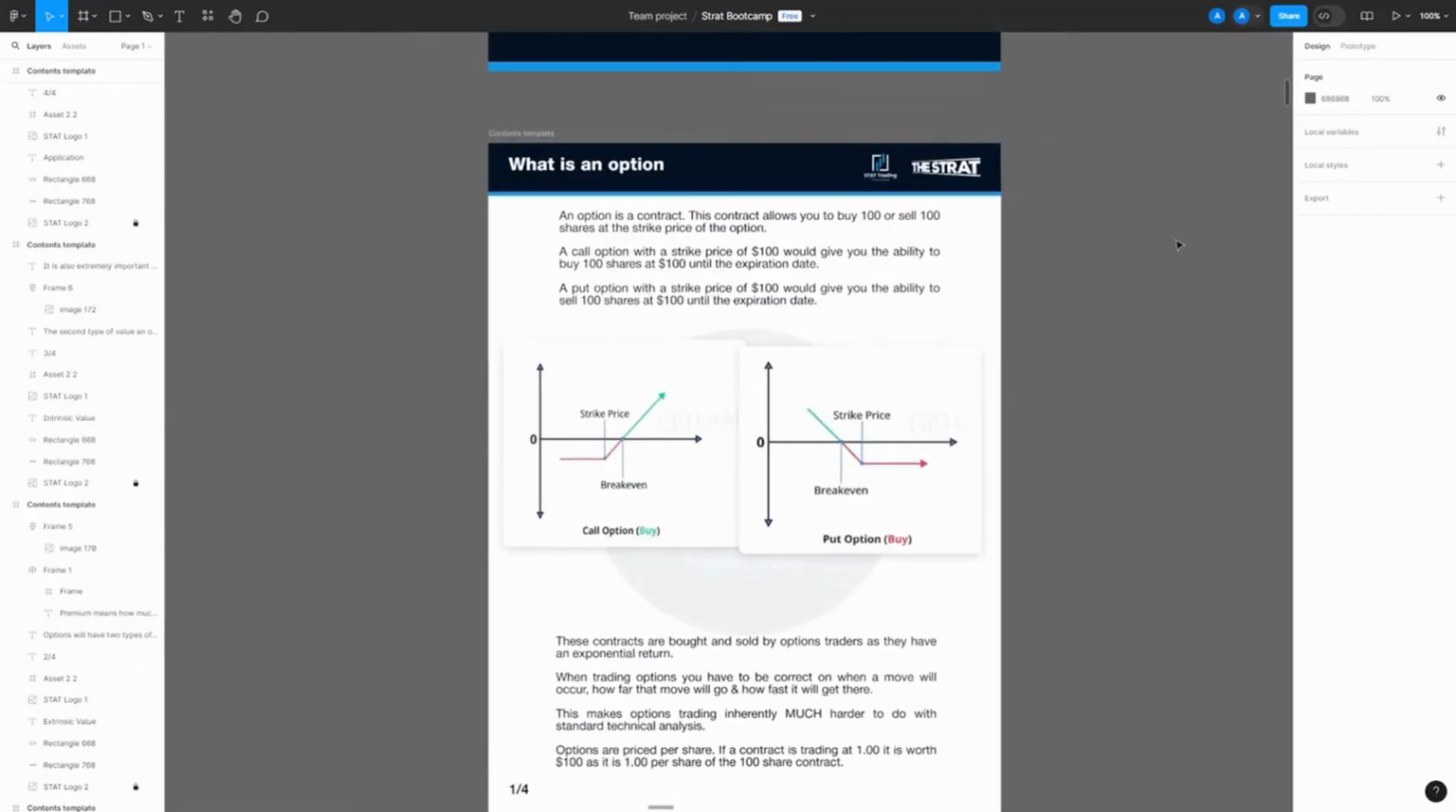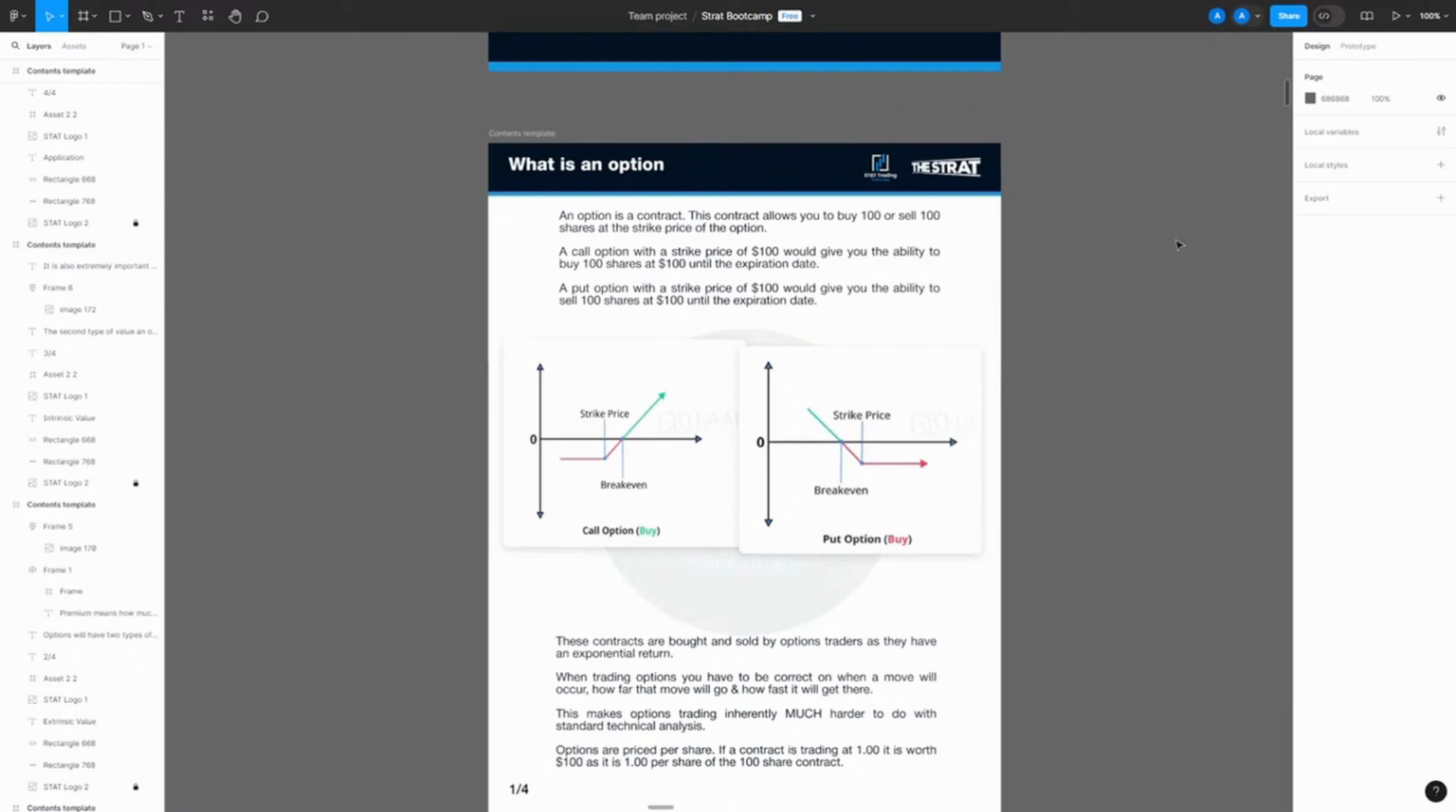But first, what is an option? It is a contract. So you're agreeing with someone that is selling you these things, and it allows you to buy or sell 100 shares at the strike price of the option. So a call option with a strike price of 100, you'd be able to buy 100 shares at 100 until the expiration date. So you can think of options kind of like a coupon of sorts, where if you come and buy before, let's say 8/16, you can buy these 100 shares at this specific price.